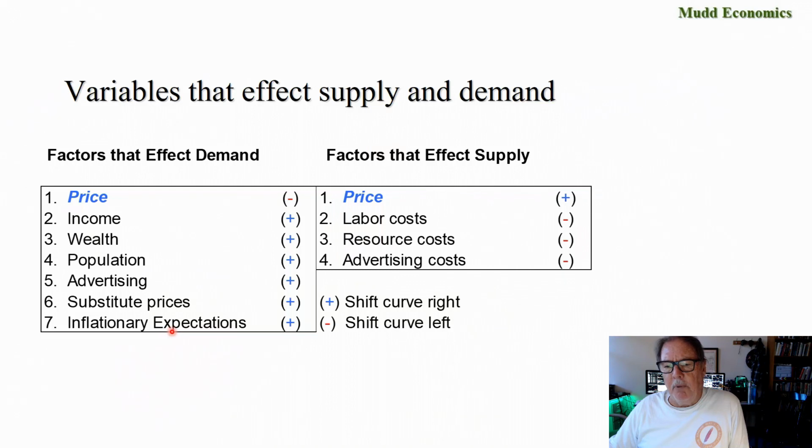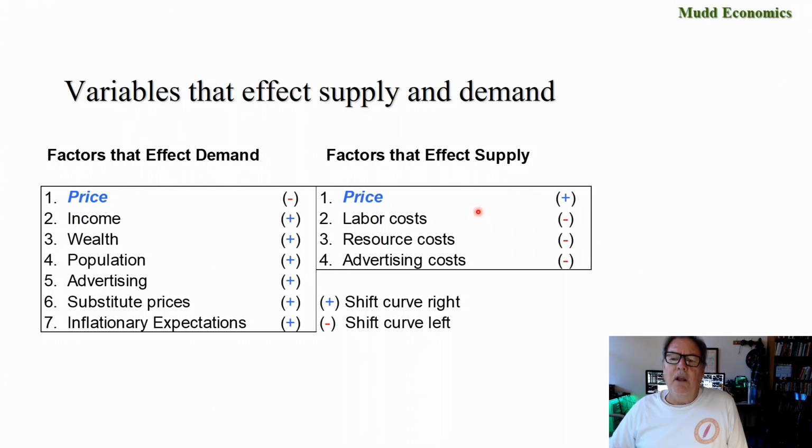So if, for example, inflationary expectations were to abate, then that would have a tendency to pull the demand curve back toward the axis to some extent. Now, normally in the macroeconomic supply side of the equation, anything affecting cost is going to affect the supply curve. And so if labor costs rise, resource costs rise, advertising costs rise, those tend to have a contracting effect upon the supply curve.